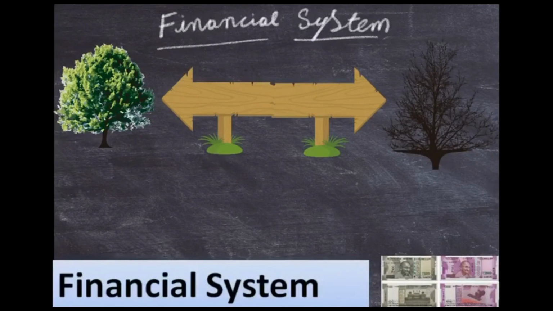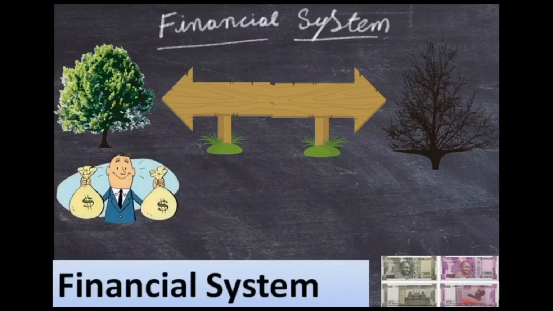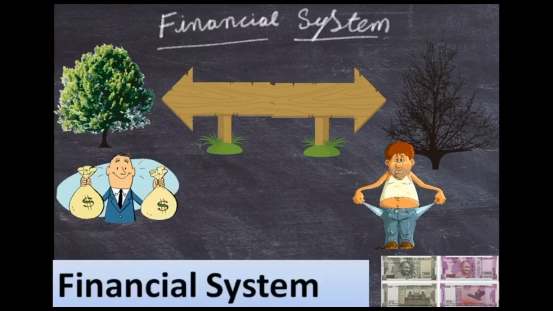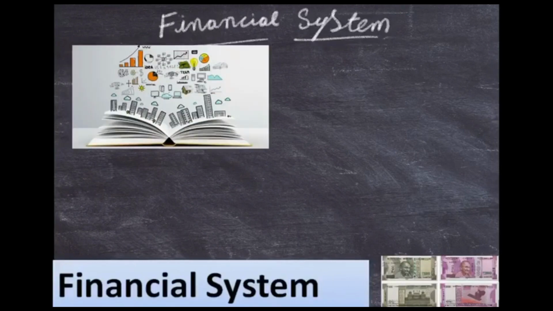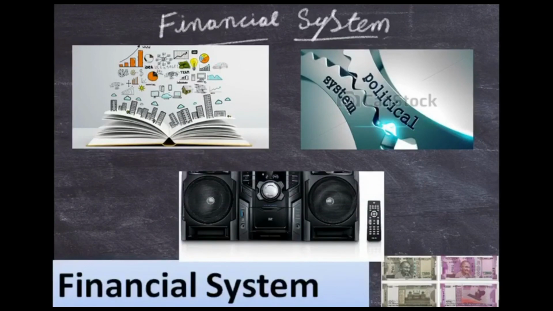In its simplest form, the financial system of an economy is defined as the system which provides the way to collect money from the people who have it and distribute it to those who can use it the best. This is called a financial system. I think you understood. The financial system is like, for example, the education system or political system or music system.